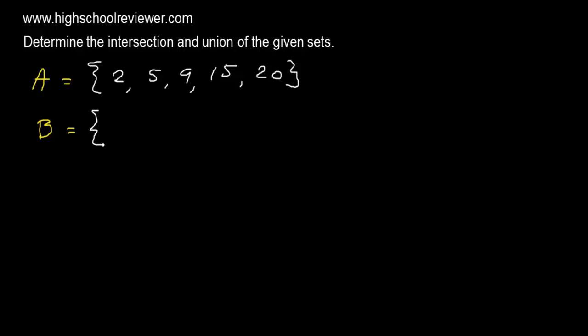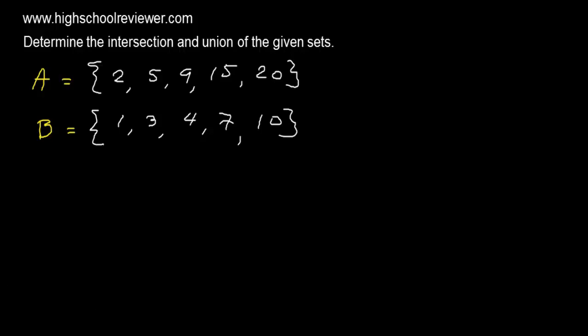Let us have the two sets. We have set A and we will have set B. The elements are 2, 5, 9, 15, and 20. And for set B, the elements are 1, 3, 4, 7, and 10. We will find the intersection and the union of the two sets.